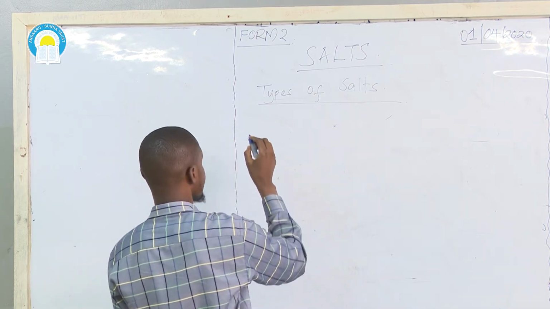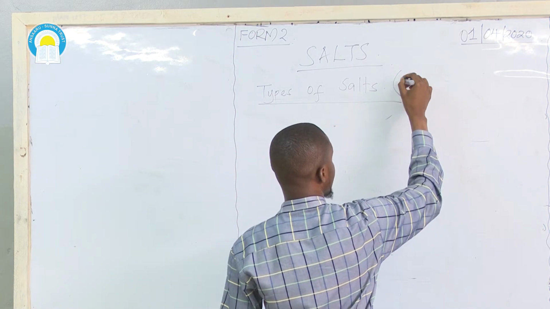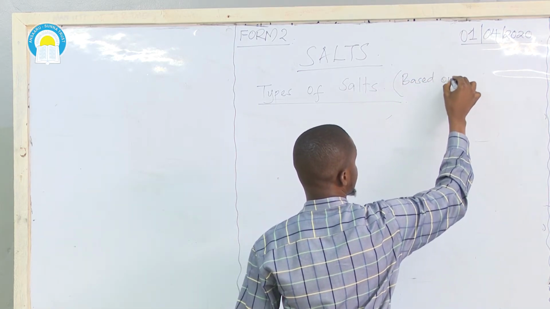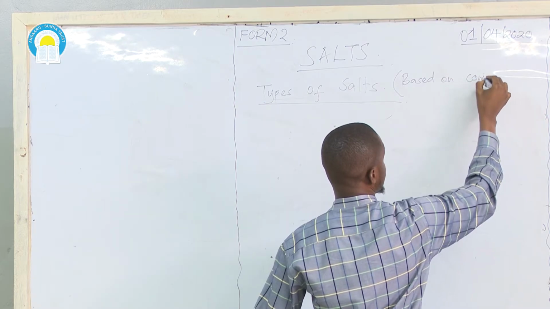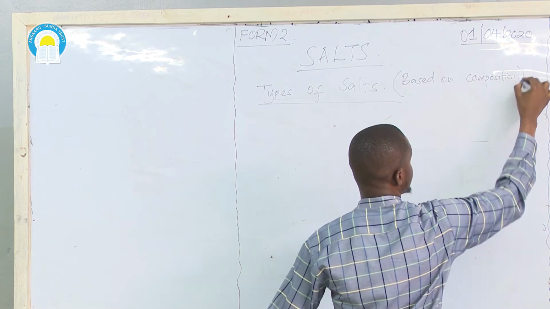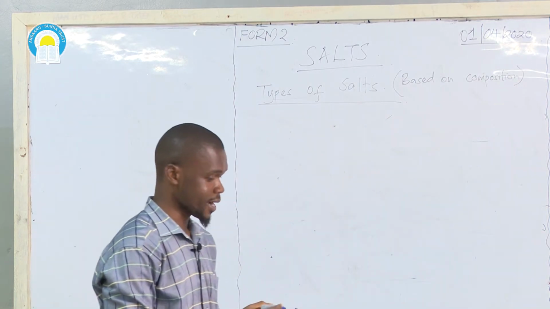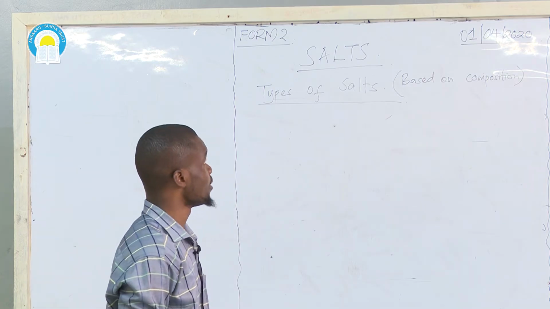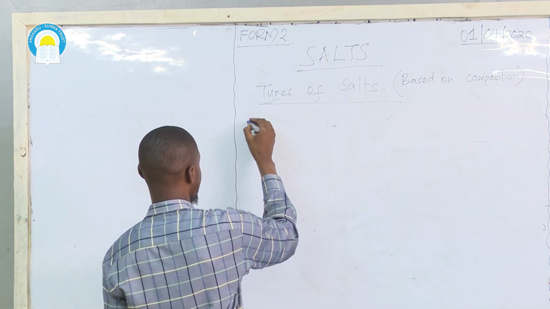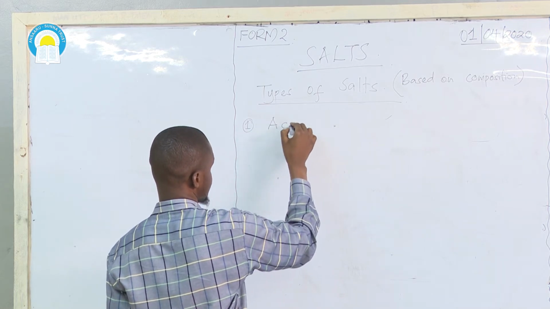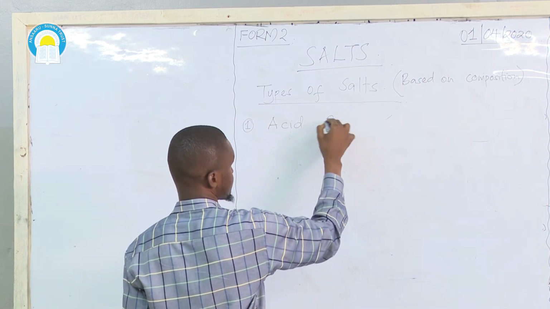Now we have 4 types of salts, and I'm saying the types here are based on composition. And when I say composition, I don't mean English composition writing. What I actually mean is what they're made of. The first type of salt we'll talk about here, type number 1, is what we call acid salt.